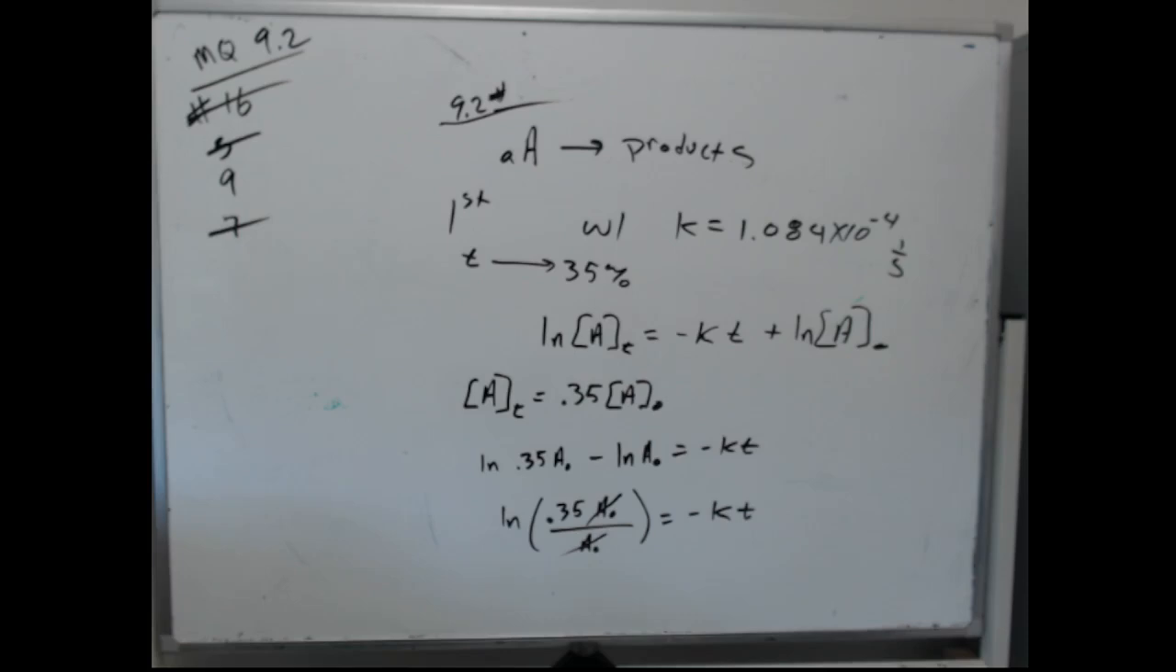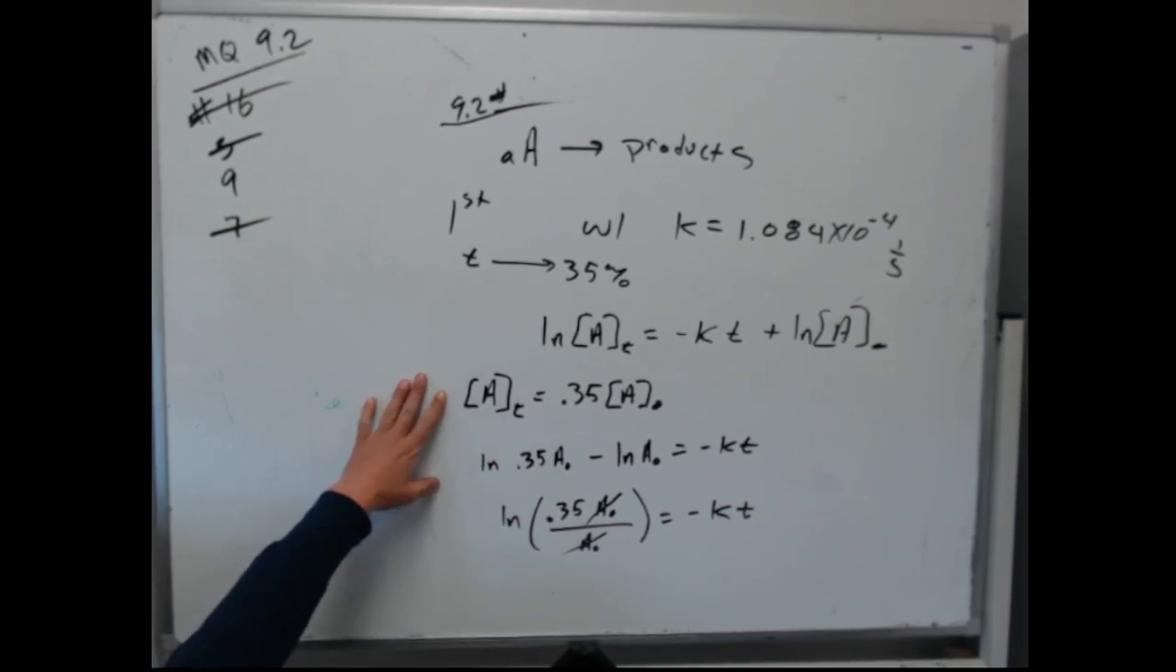So it's just the natural log of 0.35 equals negative kt. This is also how the half-life works, right? If we want to do half-life, it'd be natural log of 0.5 equals negative kt, which is going to get us natural log of 2 over k equals t. So that's how we do that first one. That one I think is the most confusing of the four.